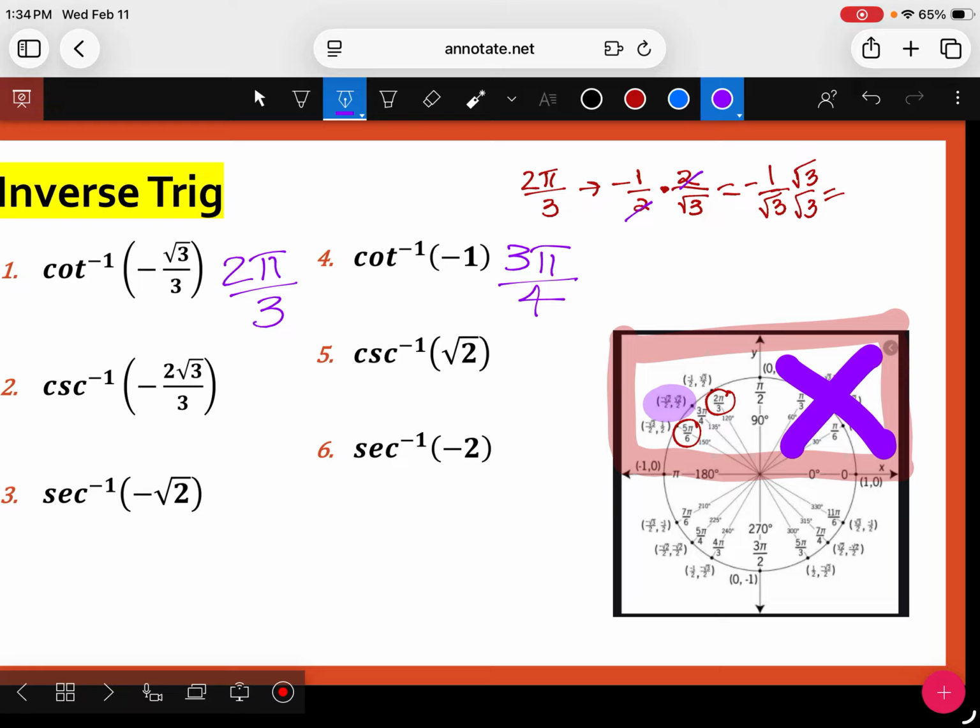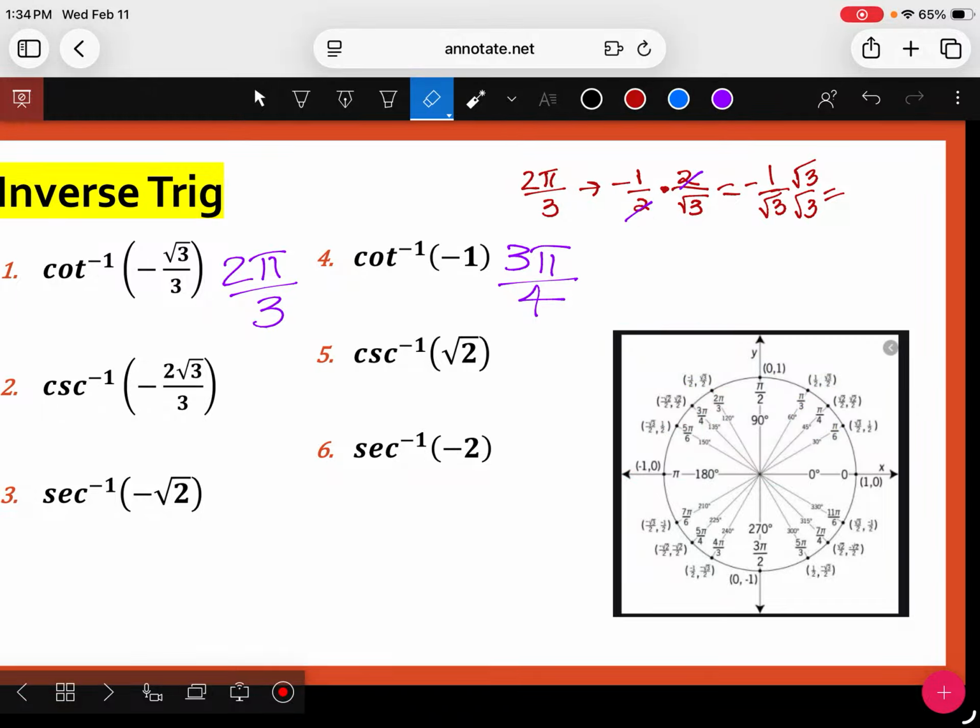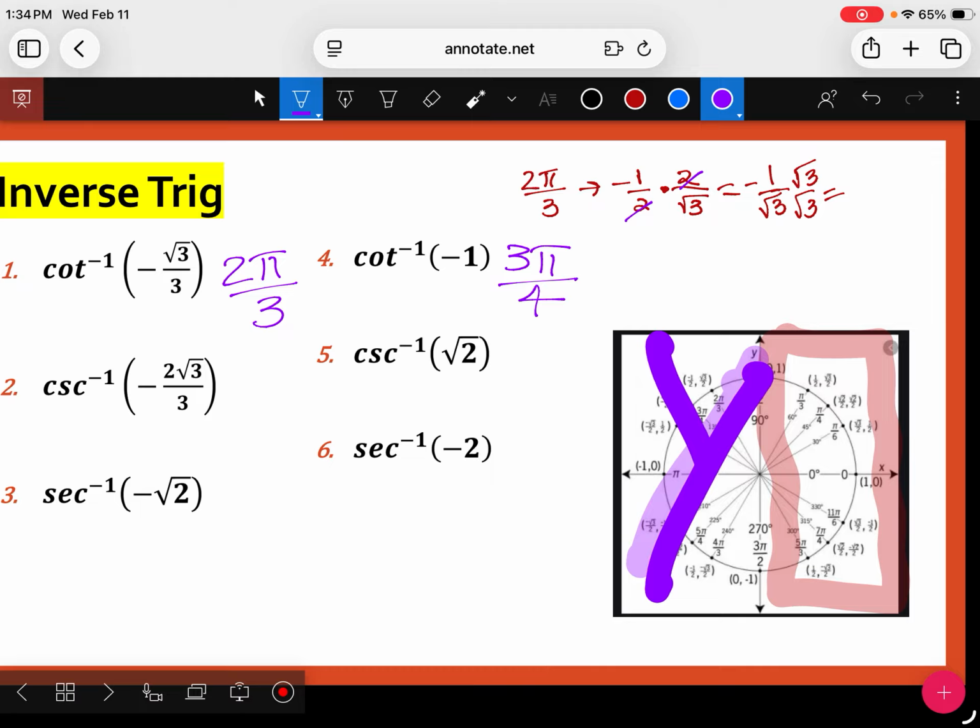Now let's go ahead and switch to cosecant. Cosecant is whose sister? Sine. So that means I'm going to quadrants 1 and 4. This is where I'm going for cosecant. I'm not using this side, so you're folding it back like a hamburger. Don't use that side. All right, so first thing we need to figure out is what is the angle.